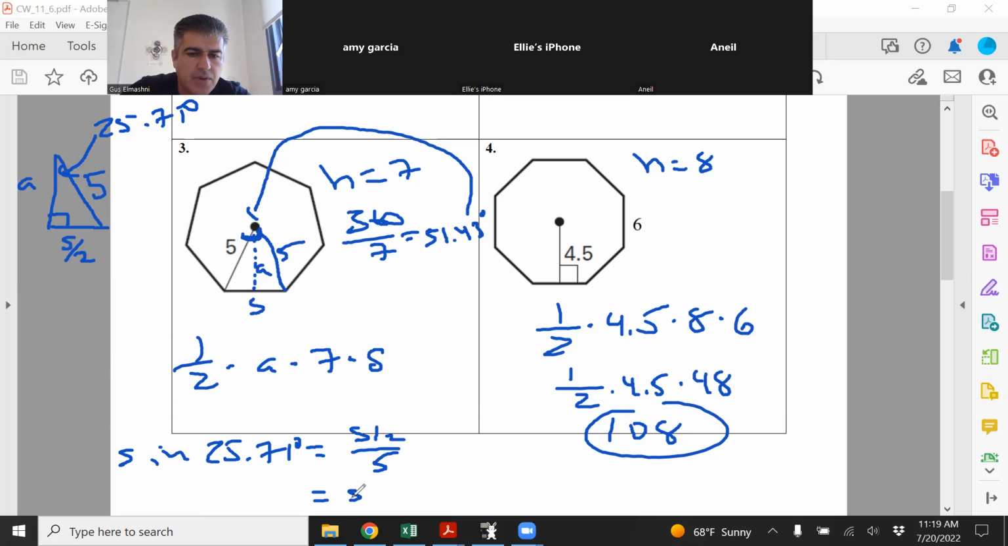If you solve for s correctly, you get 1.08. I think that's right. Hold on. Nope. 4.34.